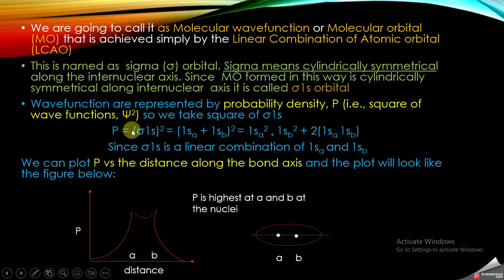So probability in this case will be sigma 1s square, and we know that sigma 1s is actually the combination of 1sA plus 1sB, so we can also replace it by (1sA plus 1sB) whole square. And if you see this, this is the formula of (a plus b) whole square, which can be expanded like this: 1sA square plus 1sB square plus 2ab.